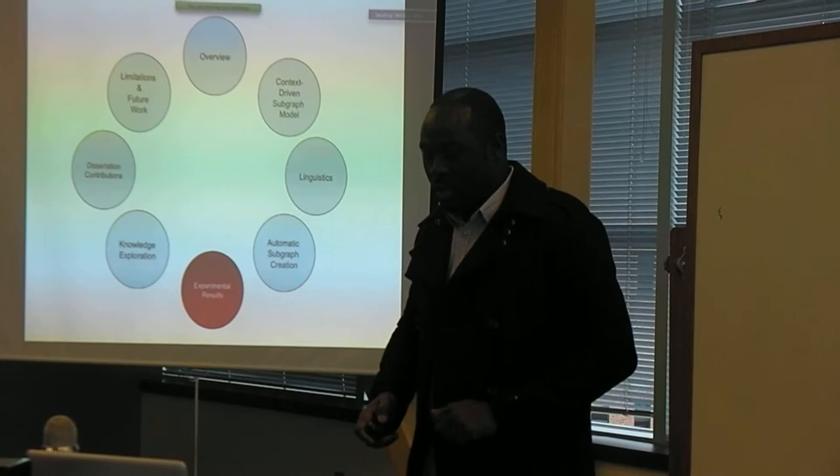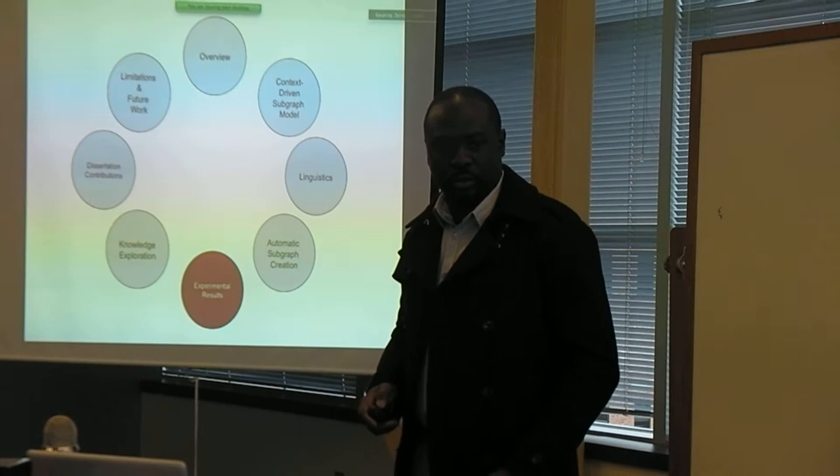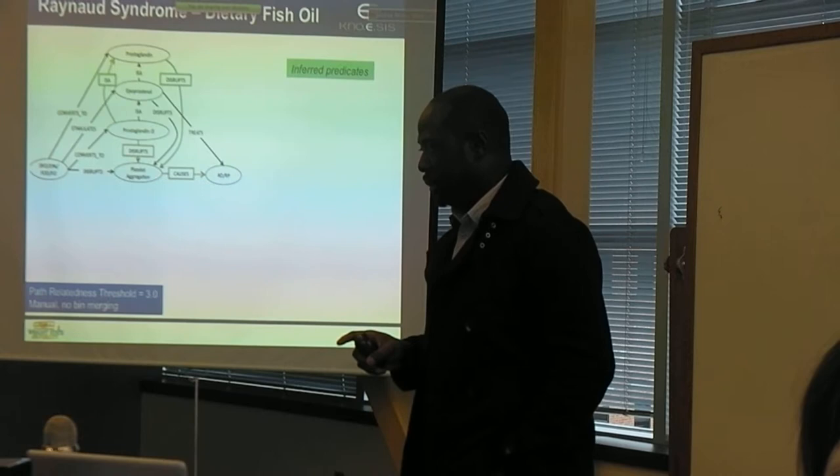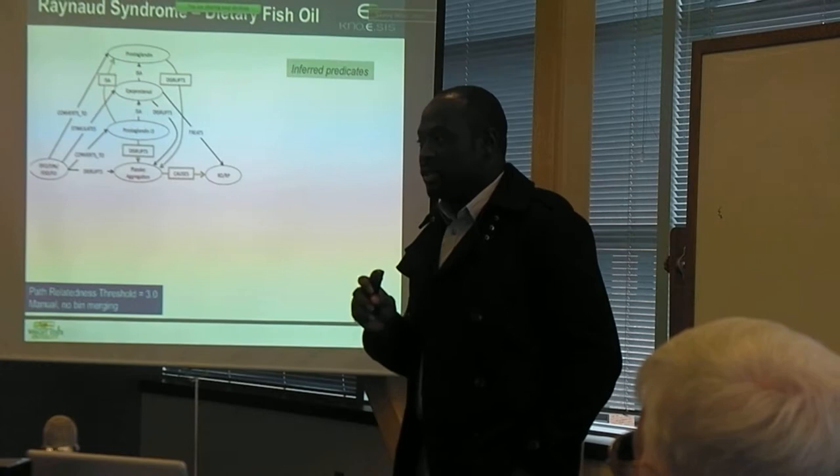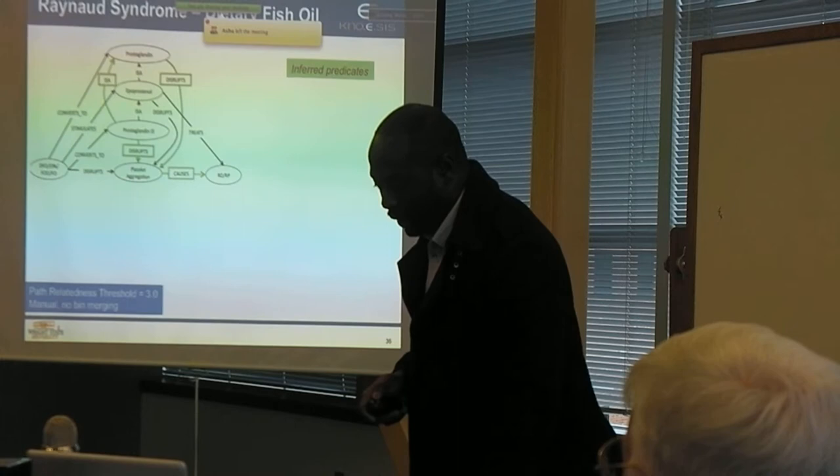Okay, so now we get to the experiments, and we're really sort of winding down because these other circles don't take very long to go through. What have we done with this? We first, in the summer, applied the manual threshold for path relatedness to be able to cluster things together, because at that time I had not figured out all of the Gaussian stuff. When you manually use this threshold of 3 for Raynaud fish oil, this is what happened. We ended up with, I think, about 14 or 15 subgraphs.